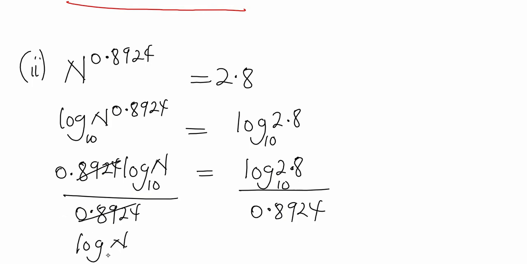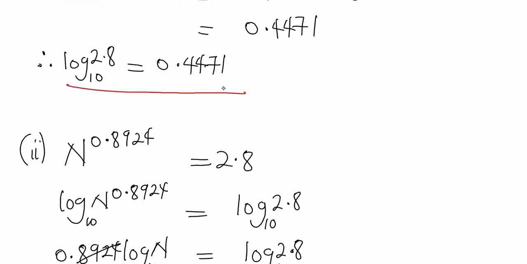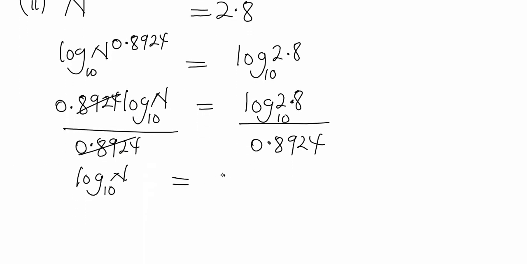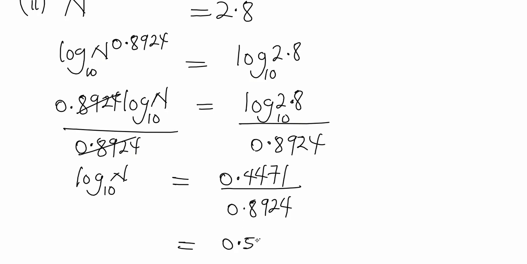Now we can see that this is going to take away that, and what is left is the logarithm of n base 10, which is equal to, now we know the value of log 2.8 base 10, and that we found to be 0.4471. So doing that substitution, then we are going to have 0.4471 divided by 0.8924. Now, when 0.4471 divides 0.8924, our solution now becomes 0.5010, and then we have the logarithm of n base 10.